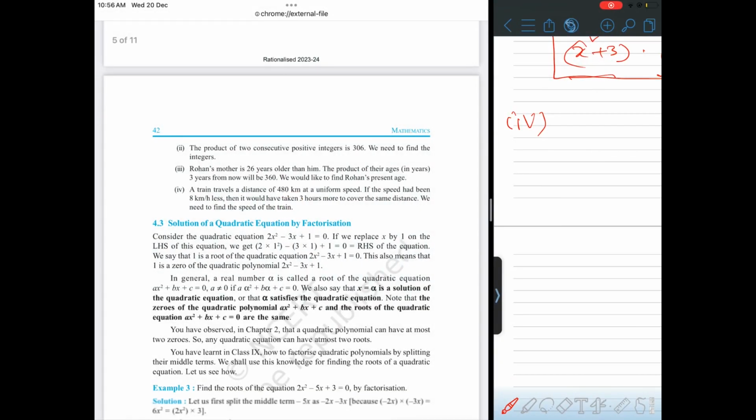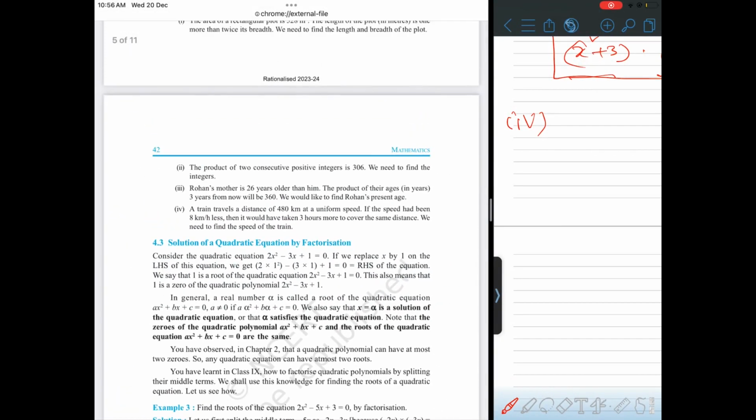Yeah, so let's read it. A train travels a distance of 480 kilometers at uniform speed. So the given distance is equal to 480 kilometers. Okay, write down the information whatever you see in the question.